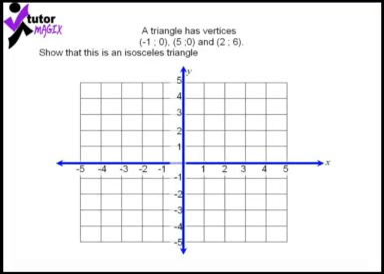A triangle has vertices at -1, 0; 5, 0; and 2, 6. We need to show that this is an isosceles triangle. Now, to make it easier, let's get an axis diagram to plot the points.